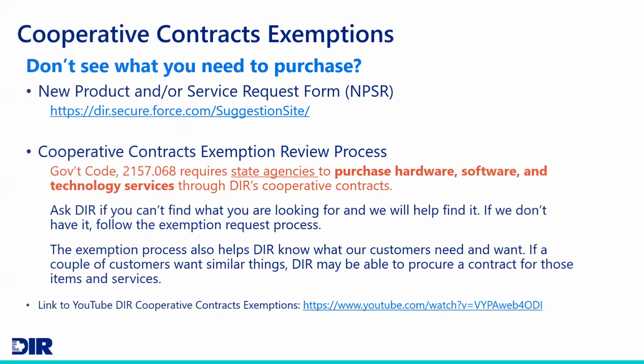Again, just a reminder, under government code, state agencies are required to use DIR's cooperative contracts first. If not, you will then need to request an exemption through DIR if we don't have it available on a blanket exemption. Also, if you don't see it available on a contract, fill out that new product and service request form, because we look at those exemption requests when they come in from agencies, and they tell us a lot of things. If we keep seeing the same ones come through, that tells us we need to get those products and services available. There's also a video out on the DIR YouTube channel that talks a little bit more in depth about exemptions.